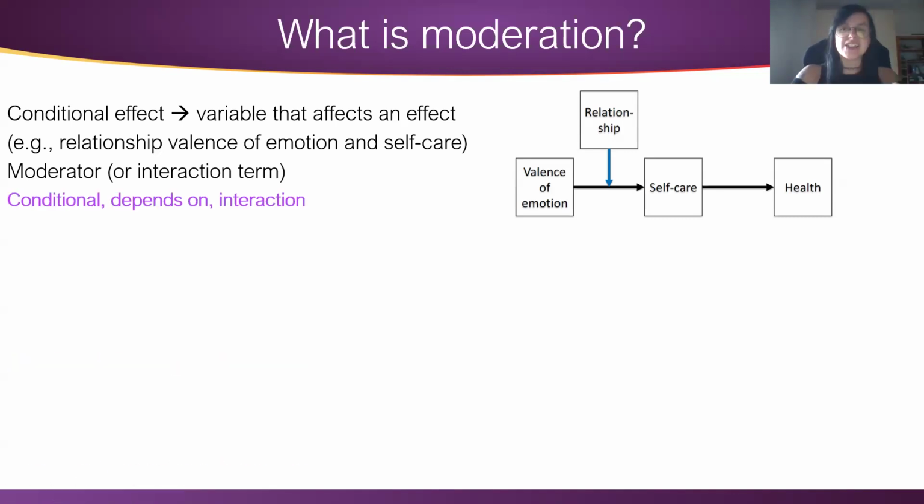An advice at the exam, whenever you're going to see the expressions conditional on, depends on, or that there's an interaction, then you know that they're talking about moderation. So we're going to have a variable pointing at an arrow and not at a variable.